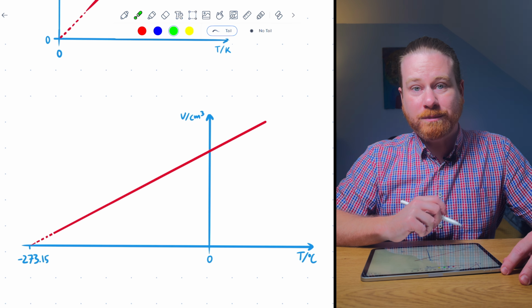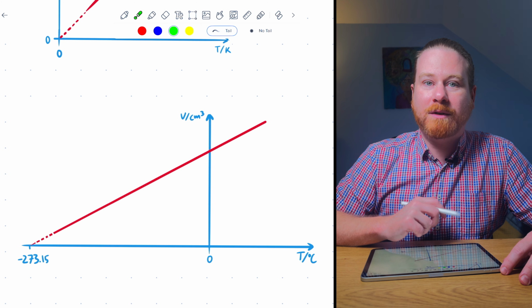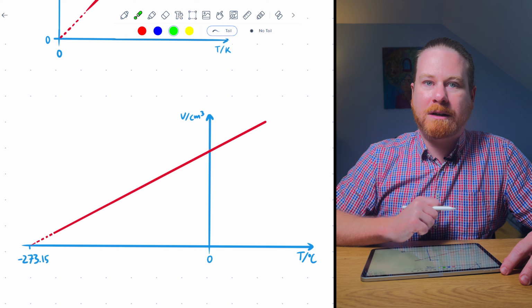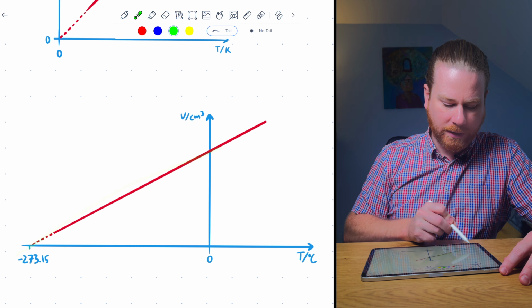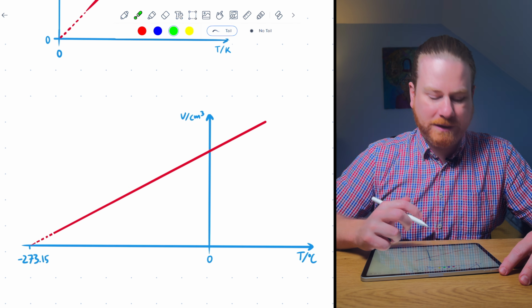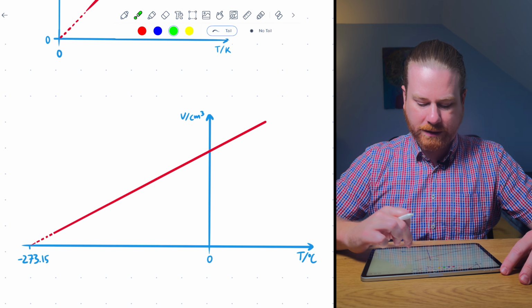However, no real gas is an ideal gas at very low temperatures, as we found out in the last video. But you can keep plotting this line until you cross the x-axis, and this is where this number is coming from. So there we go, exciting stuff.